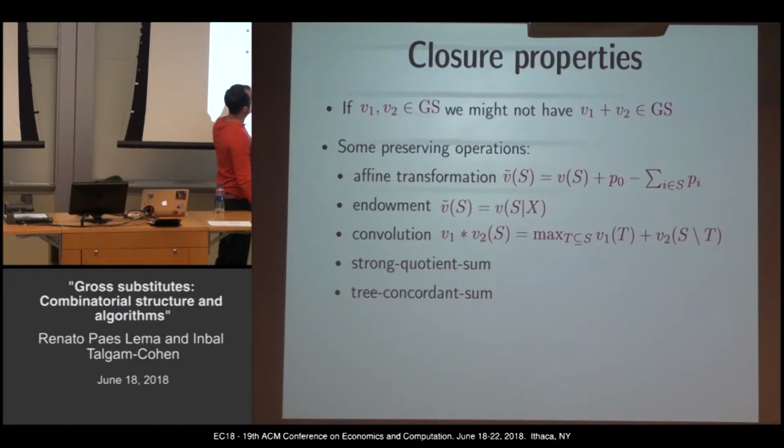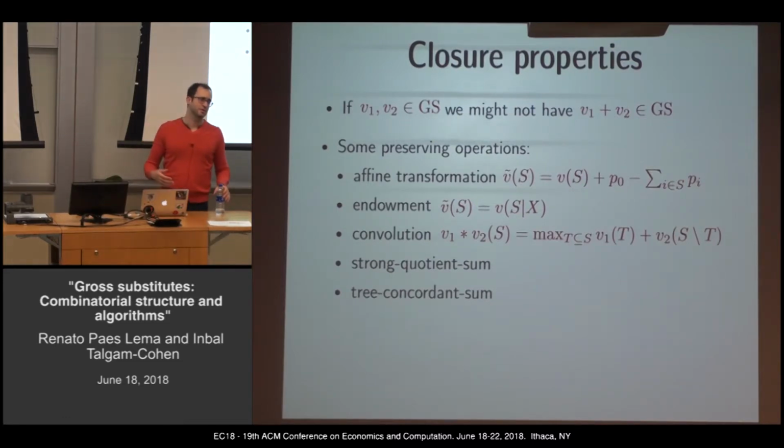That's just from the fact that the whole definition of substitutability is a property of the second order derivatives. So if you sum a linear function or sum a constant, that won't change it. You might change the zero order and the first order derivative, but won't change the second order derivatives. So affine transformations should be fine. Endowment is fine. Endowment, this word comes from economists. They say that if you give them some goods, the marginal valuation for the remaining goods is still substitutes. It's nice, and also there's this property called convolution.